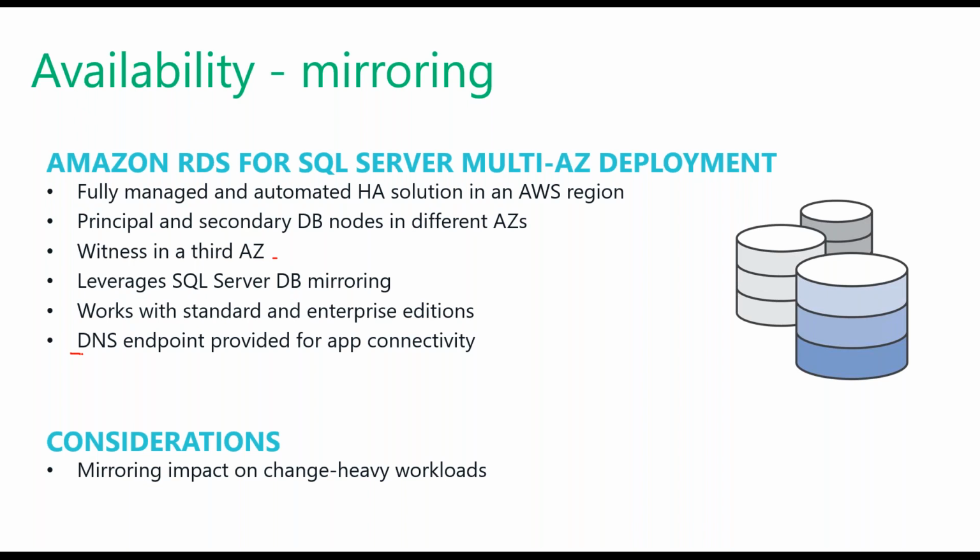What essentially changes is the DNS endpoint. When you create an RDS database, it gives you a DNS endpoint that you can connect to. Behind the scenes, this DNS endpoint is then updated to point to the former secondary database, which now becomes the primary one.